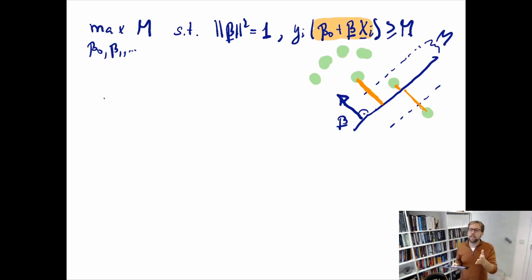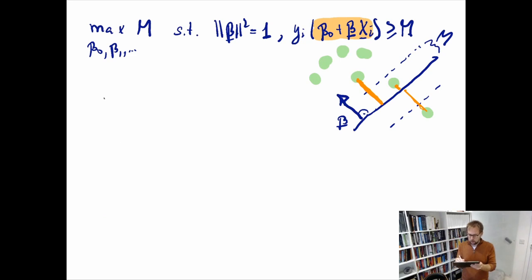So it would be bigger than m in absolute value. So it would be smaller than minus m in this case. So this quantity in orange is just the distance from the plane, signed, where the distance is positive if I'm in the direction of beta and negative if I'm in the opposite direction. So this is exactly what I did last time.